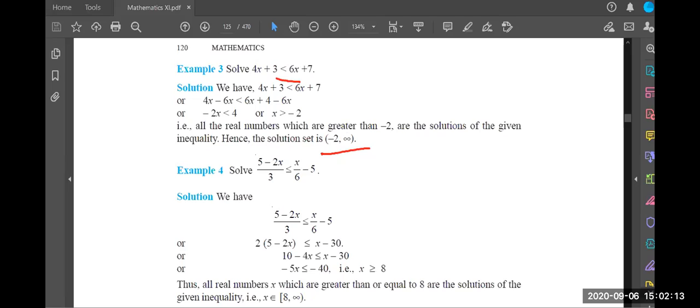What is the significance of that? Suppose I'm saying x is greater than 2. It means it will take any value of x which is greater than 2, but it will not take x equal to 2. x equal to 2 will not be in the answer. Yes or no? It means the value of x is excluded. If I'm just saying x greater than 2, the value of x is excluded. Right, everyone?